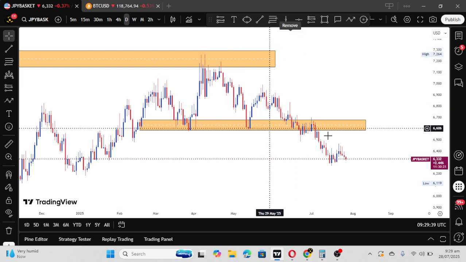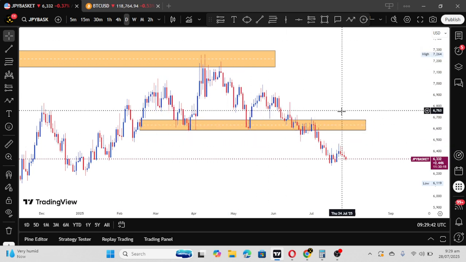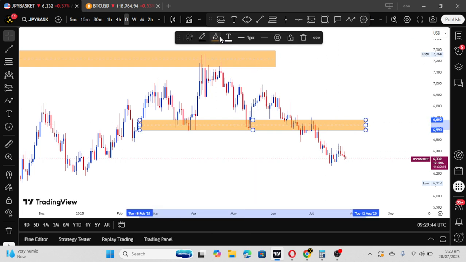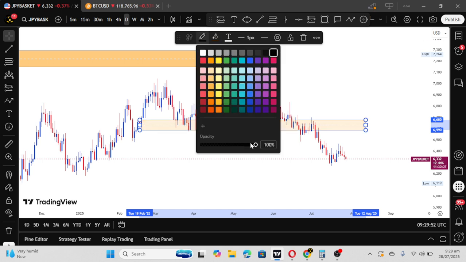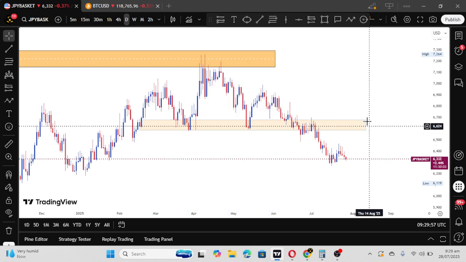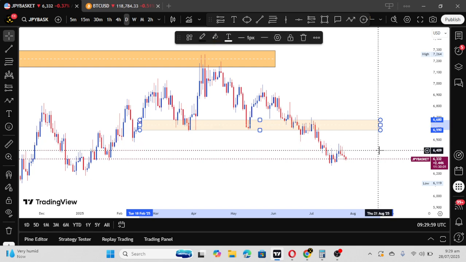So we have our neckline marked out. Let's make the color of the neckline not that visible, let's fade it out. And the black also, let's fade it. But we have our neckline there, if you can see.